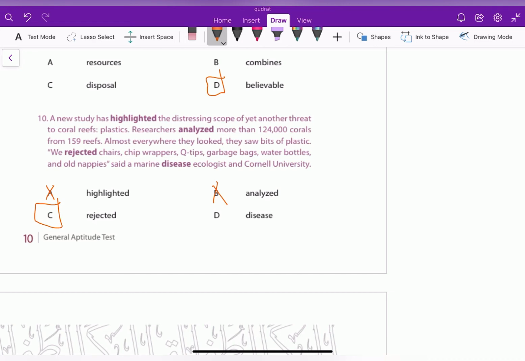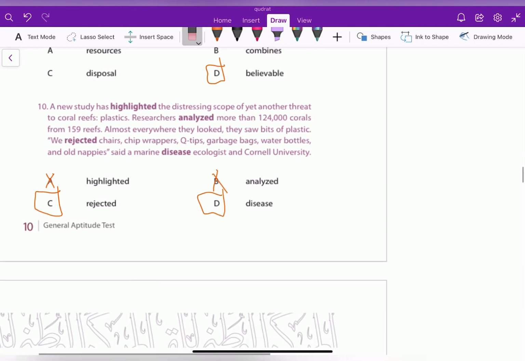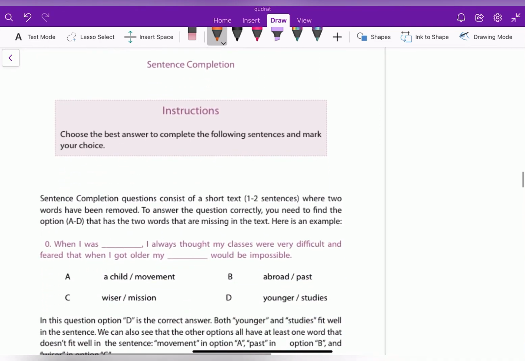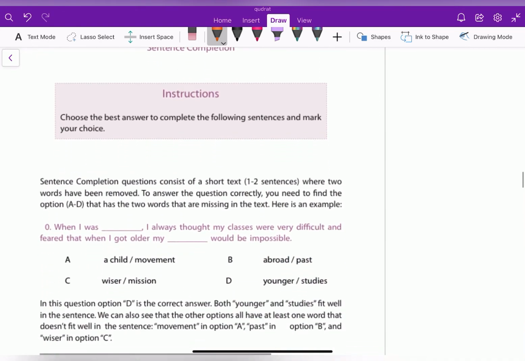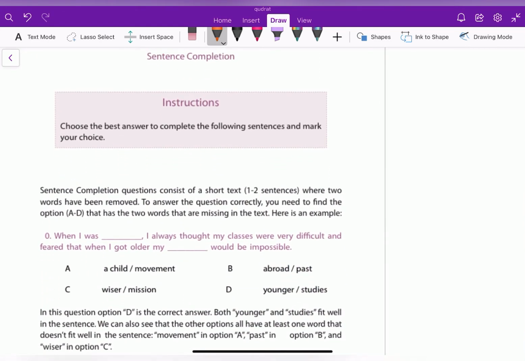Said a marine disease ecologist. Yeah, because that's the type of marine ecology studies. Or I mean to cross it out. Answer. Now let's move on to another section, which is sentence completion.